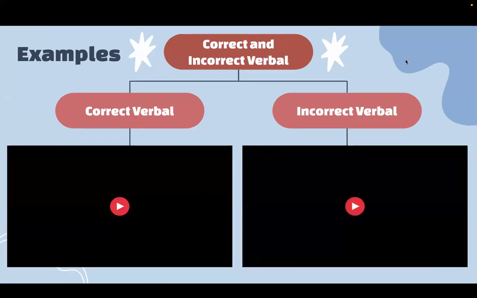Now we will look at correct and incorrect verbal. These videos show examples of how the clinician functionally models and narrates with low pressure while repeating stimulus words. Note how the clinician responds to correct and incorrect verbal responses. Let's look at correct verbal first.